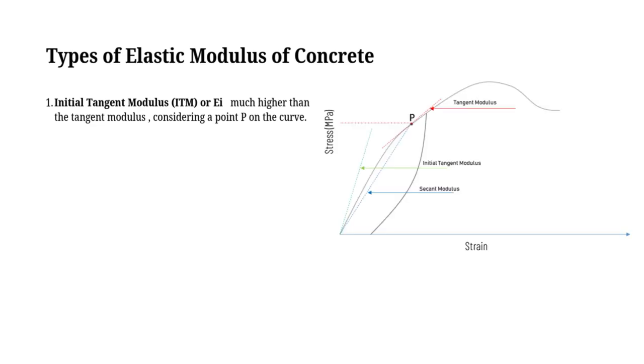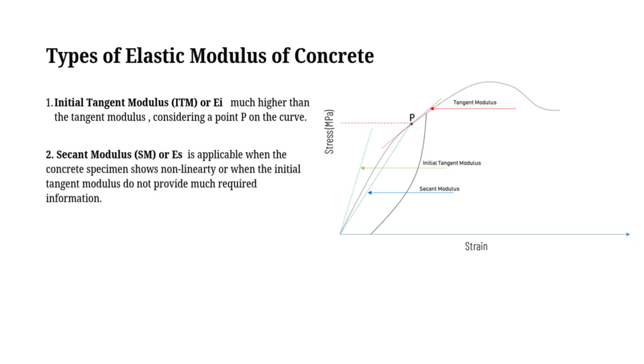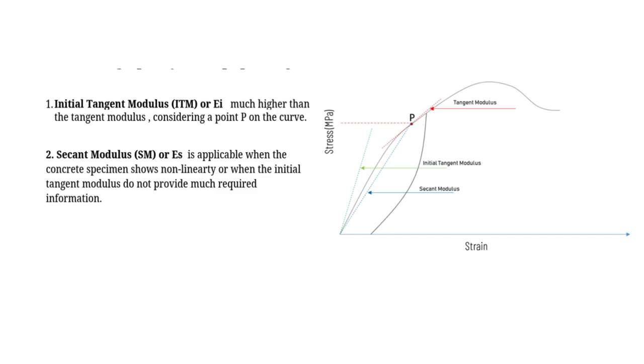So, from various observations, it has been seen that the initial tangent modulus is much higher than the tangent modulus, say by considering a point P on the curve. Secant modulus is applicable when the concrete specimen shows nonlinearity or when the initial tangent modulus does not provide the required information. As we discussed the graphical method of determining short-term elastic modulus, let's discuss the empirical formulas.